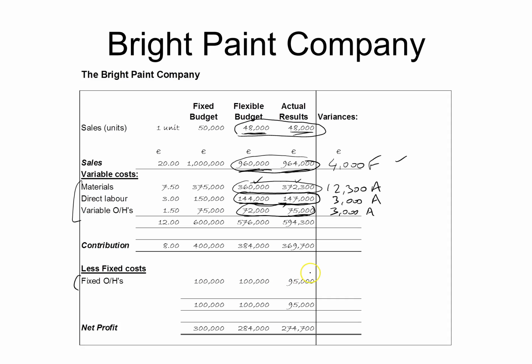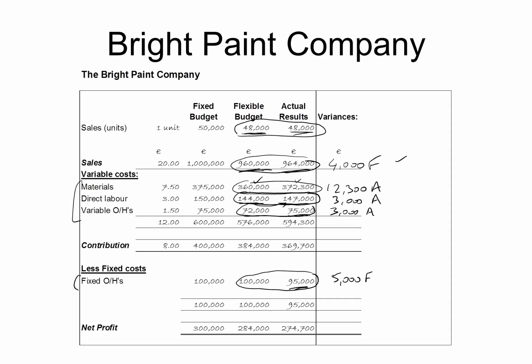Okay, now down to the fixed overhead cost variances. We can see the difference there of 5,000. Fixed overhead costs actually come in 5,000 less than we would have expected, so that is favourable. And now we want to look at a volume variance.